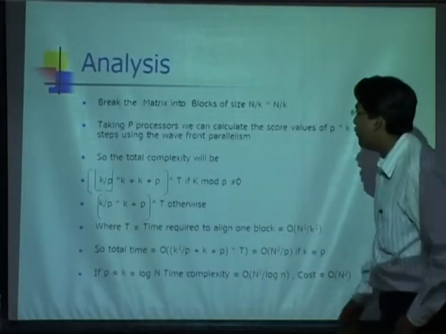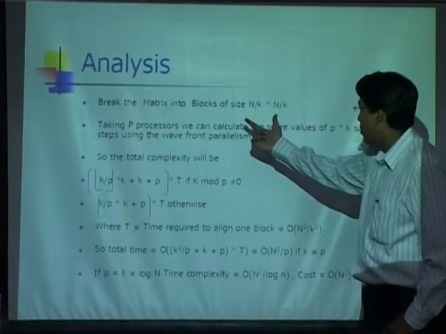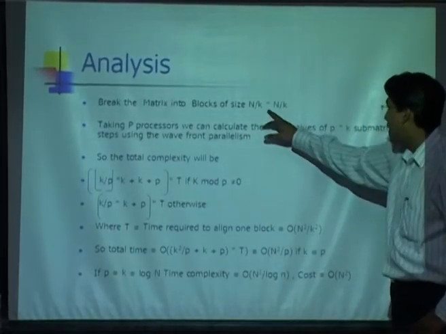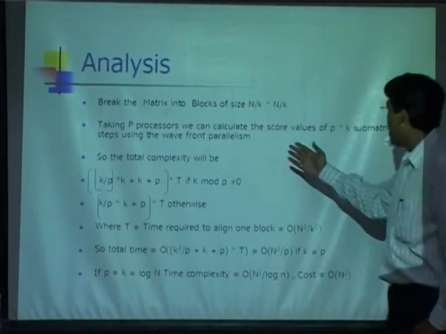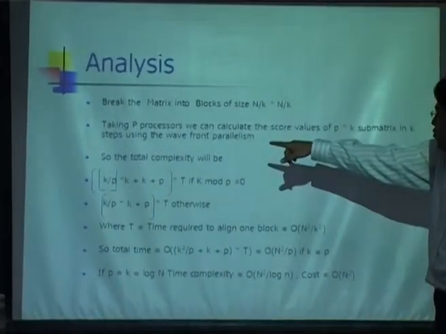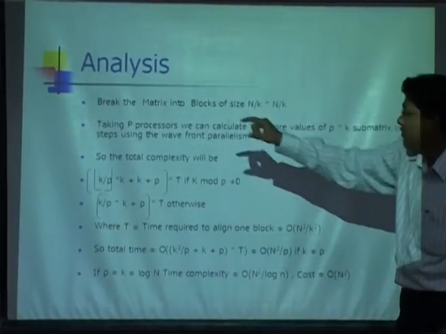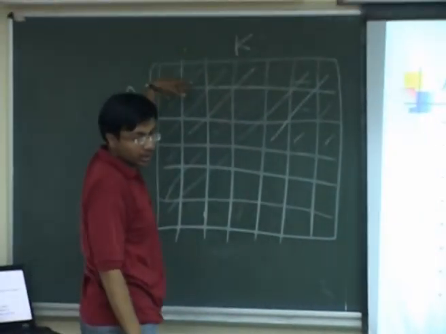So here's the analysis of that particular approach. Suppose we are breaking the matrix into blocks of n/k cross n/k. Now suppose we have p processors, so we can calculate the score value of a p cross k submatrix in k steps using wavefront parallelism. Actually, what we are doing is that these are the blocks, not the individual cells.